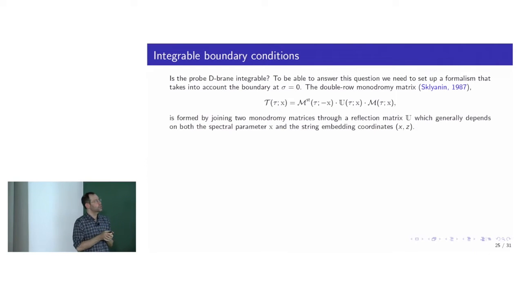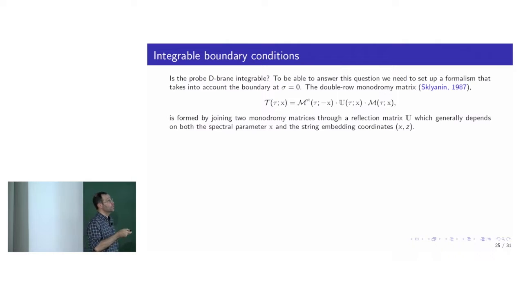And so in order to be able to answer the question, we need a construction which reminds us very much of the construction we had in the bulk. And this brings us to the work of Sklyanin, who defined the double row monodromy matrix, which is built of the monodromies that we used in order to construct the hierarchy of charges in the bulk, or for periodic boundary conditions, and a reflection matrix U, which takes the boundary into account.